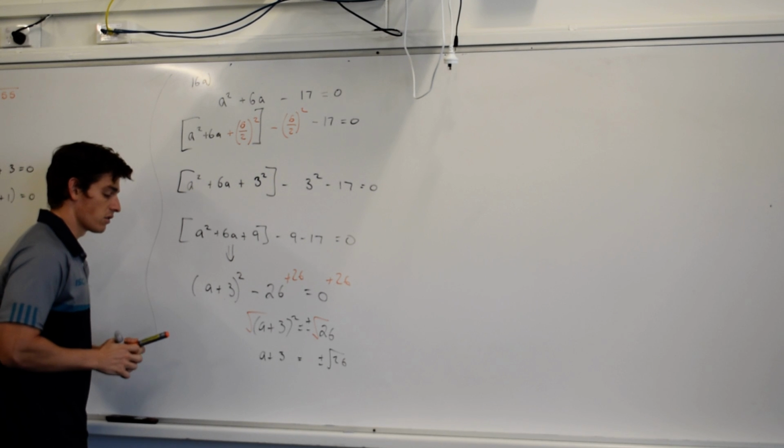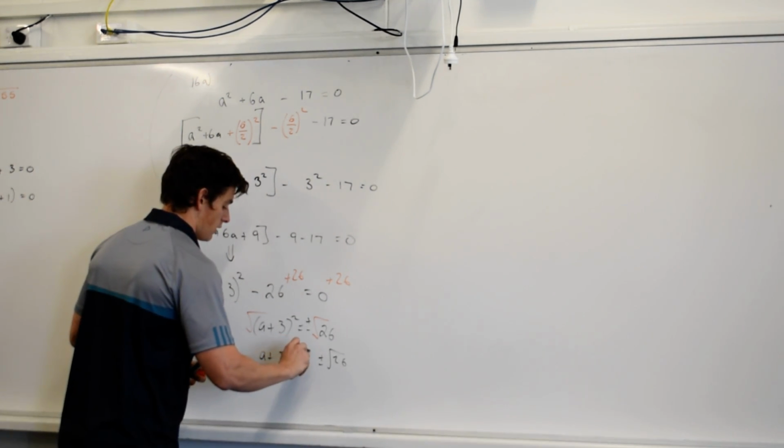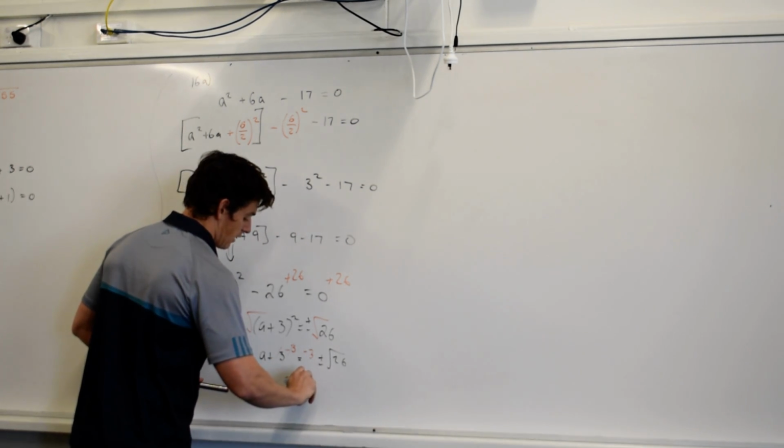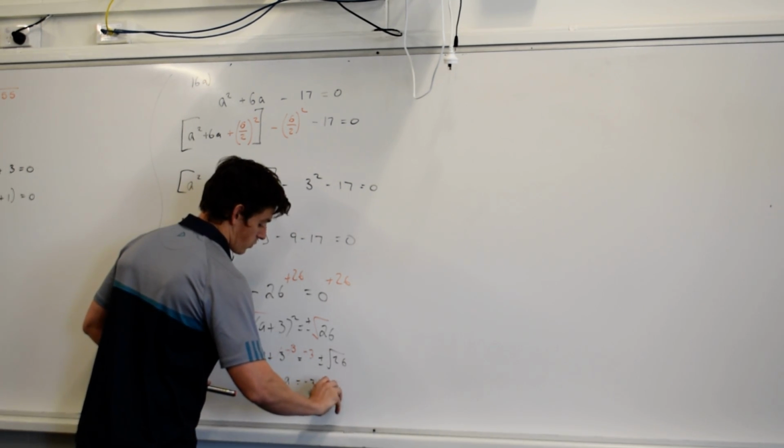How do I get rid of a plus 3? Take 3 from both sides. I'm left with a equals negative 3 plus or minus the square root of 26.